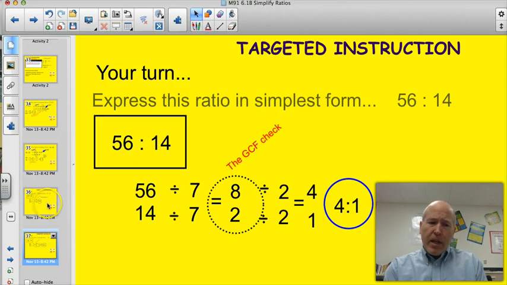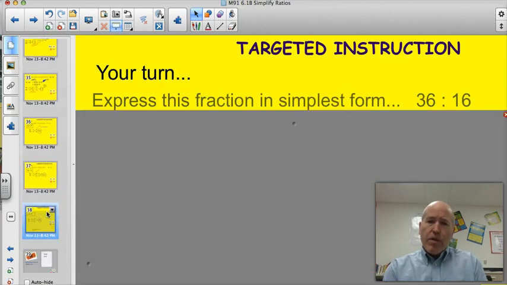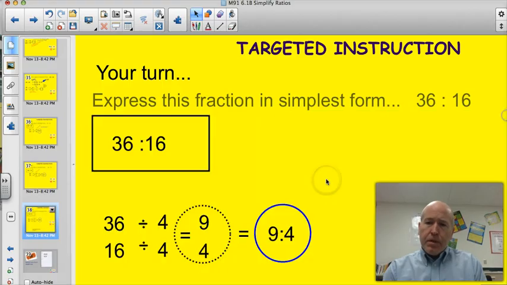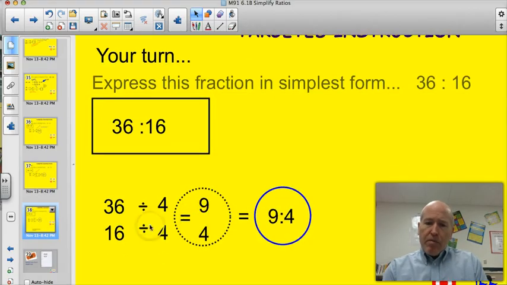Alrighty? I think I got one more for you before your ticket to the show. Here you go. Give this one a shot. 36 to 16. All right, let's check it out. Well, I divided both of them by 4, and I got the ratio of 9 to 4. And so studying that 9 to 4, are there any other common factors? No. So my ratio, 9 to 4, is in simplest form.